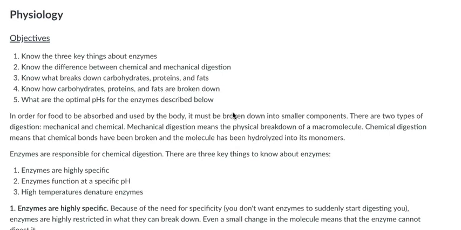Again, similar to how I had it set up for the respiratory system, your objectives are listed right here, and I tried to present all of that information on this Canvas page in exactly the same order. So you need to know the three key things about enzymes, the difference between chemical and mechanical digestion, what breaks down carbohydrates, proteins, and fats and how they are broken down, and then what the optimal pHs are for the enzymes described below.